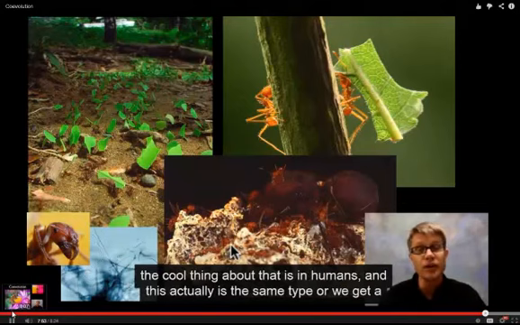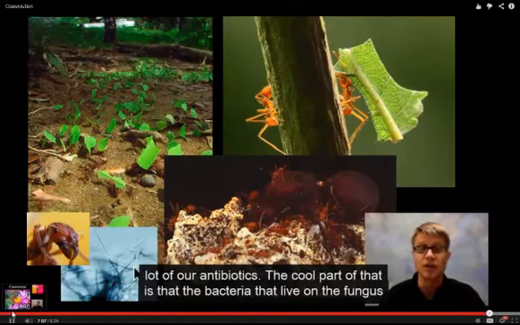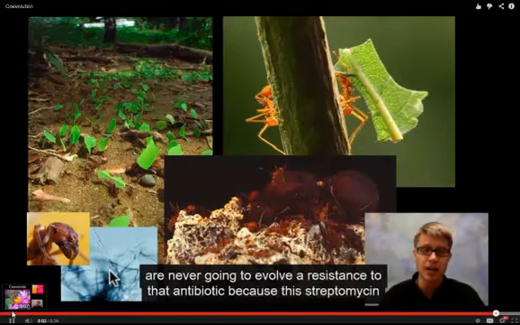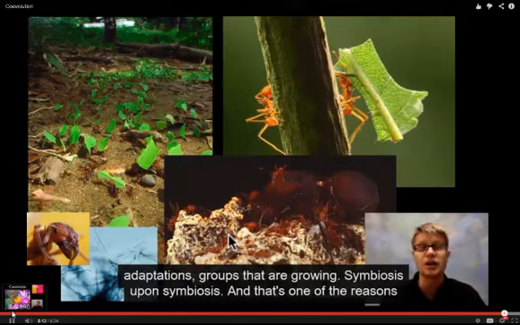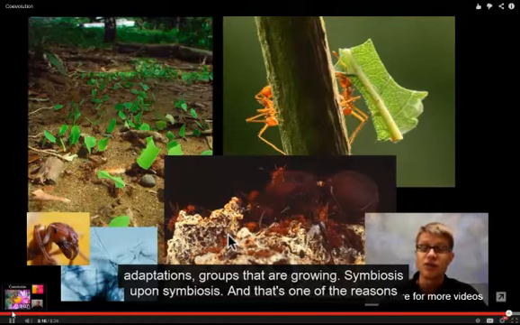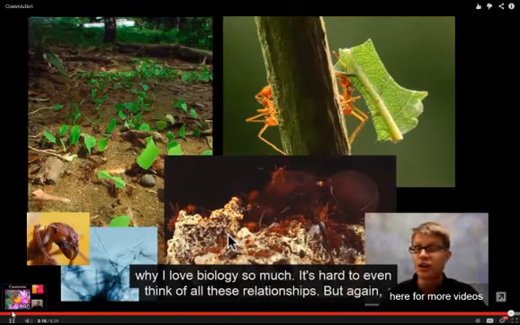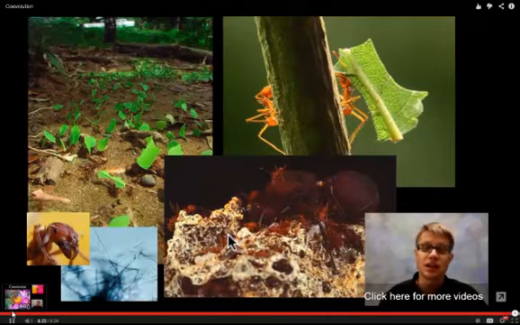And the cool thing about that is in humans, and this actually is the same type where we get a lot of our antibiotics, the cool part of that is that the bacteria that live on the fungus are never going to evolve a resistance to that antibiotic because this streptomycin is actually alive, so it's co-evolving as well. And so we have all of these coevolutionary adaptations, groups that are growing, symbiosis upon symbiosis. And that's one of the reasons why I love biology so much. It's hard to even think of all these relationships, but again, that's coevolution, and I hope that's helpful.